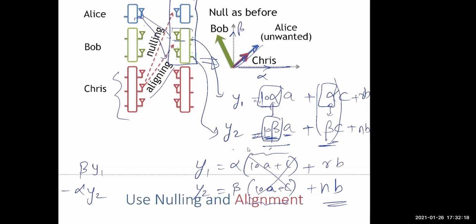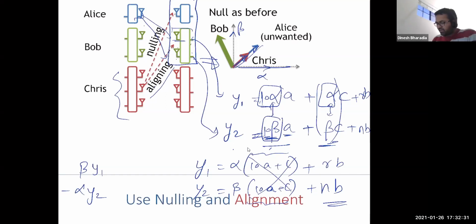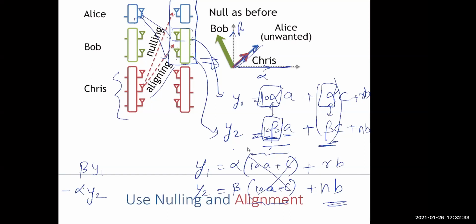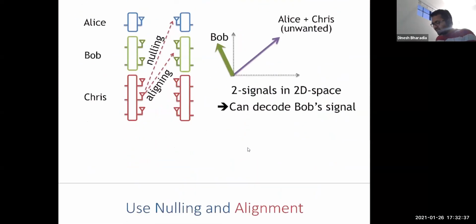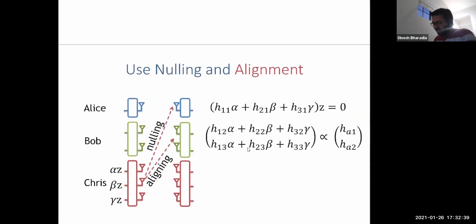Yes. So the main idea here is that instead of nullifying three people, we just do the alignment here. We null to Alice from Chris, and we do aligning to Bob. Okay, so let me write down some equations for the nulling and the alignment. Nulling gives you this equation. Again, this is 1, 2, 3. This is 1, 2, 3.